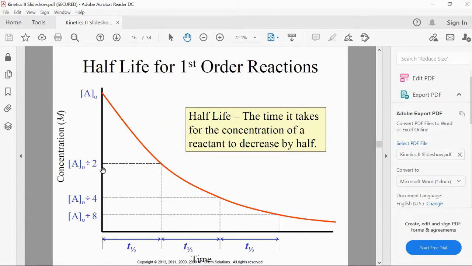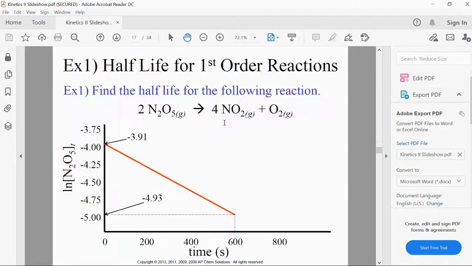One of the unique features of half-life of first order reactions is the fact that it's consistent. So the amount of time it takes to reduce [A] at time 0 by half is the same amount of time that it takes to reduce half of [A] by another half. So these time intervals are consistent. And that's something unique to first order reactions only.